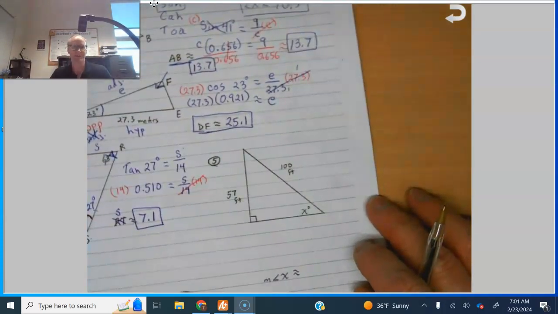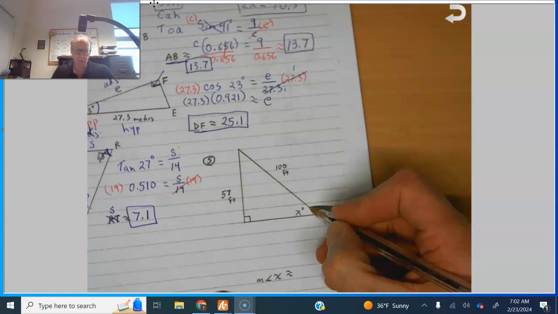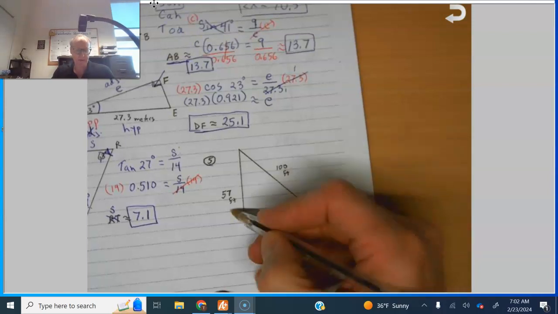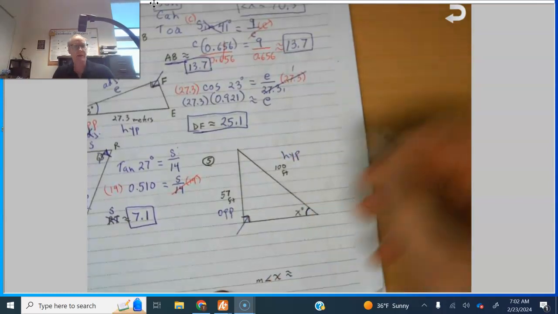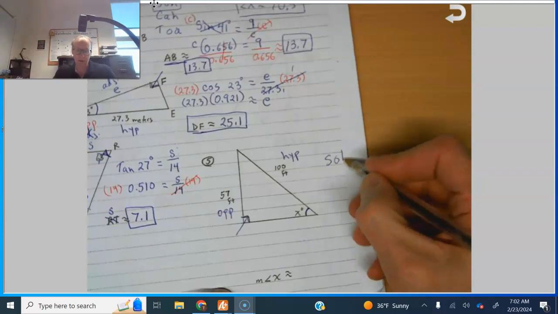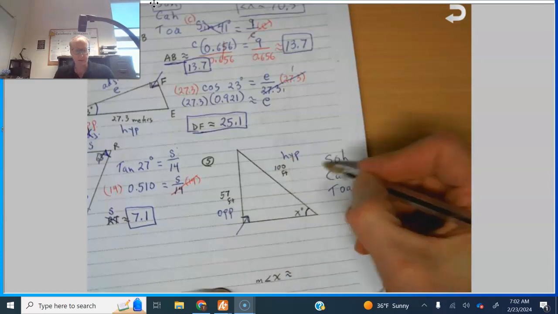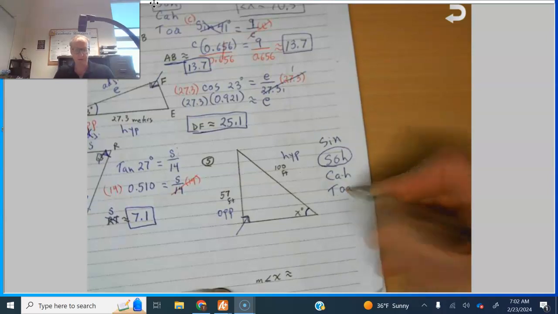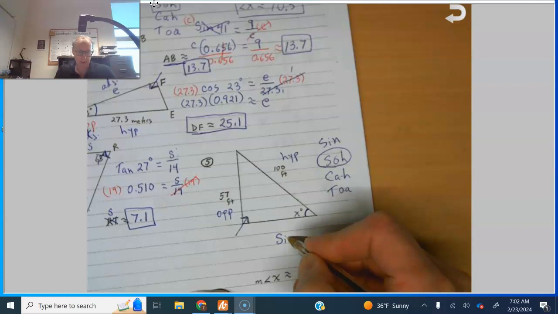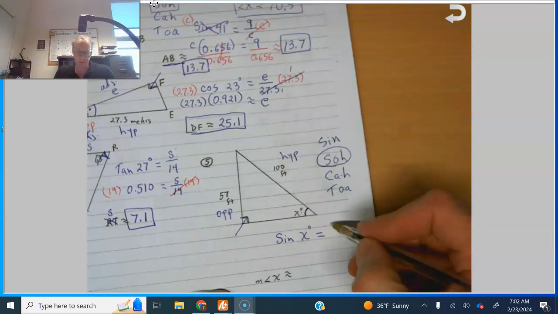All right, I'm sorry I'm taking so long on this. I just want to make sure that it's clear, and I may let you skip ahead. We'll see. All right, we've got a reference angle. We've got a side. We've got a hypotenuse. Here's my hypotenuse. And you have to decide, is it so, ka, or toa? Opposite and hypotenuse is sine. This is sine. This is cosine. This is tangent. I want sine of x degrees is equal to opposite over hypotenuse.